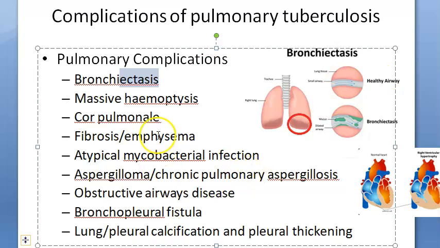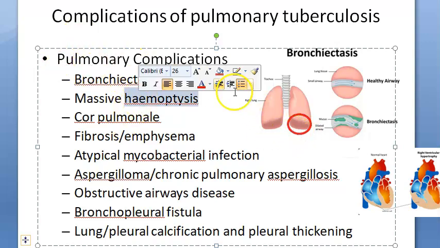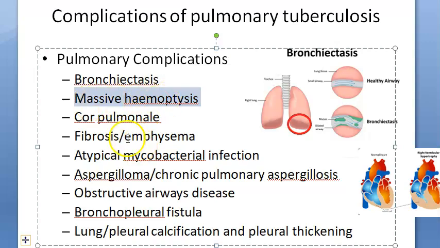Just think lung, everything around it. This guy will have massive hemoptysis. He will vomit, or sorry, the sputum will have blood, right? Not hematemesis. Hematemesis is blood vomit, but hemoptysis is blood in the sputum. You got it, right? You will write this: massive hemoptysis.